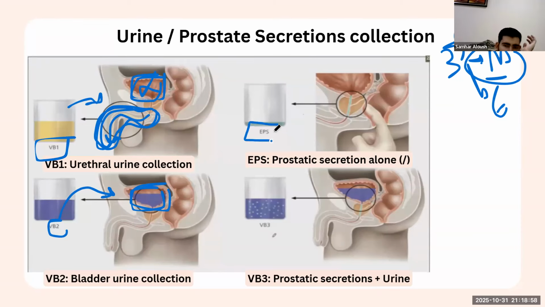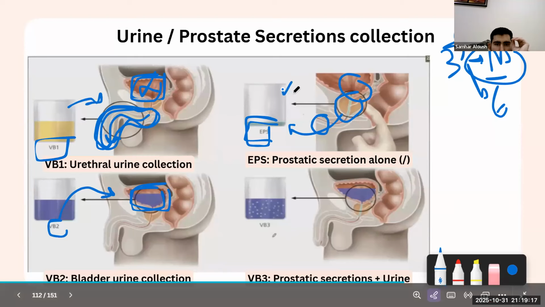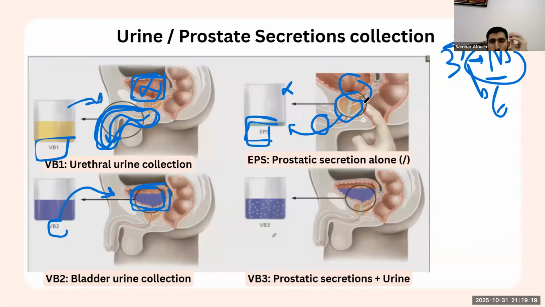Then we have something called EBS. If we did DRE, we can do something called prostate massage. If we massage the prostate, it will secrete its secretions, and now the secretions are here. These secretions are called EBS. It's impossible to collect EBS alone because there will be urine in the bladder, it will definitely pass by. I don't want you to know EBS as a thing, but I want you to know that EBS refers to prostate secretion.